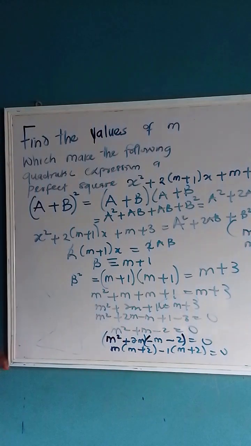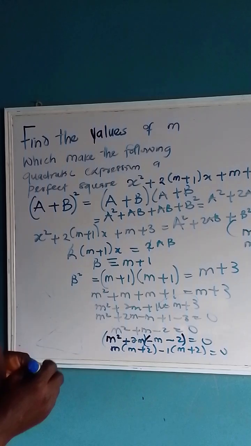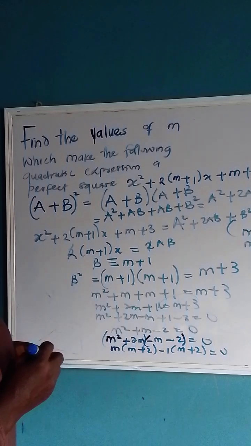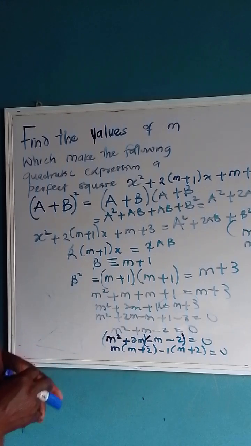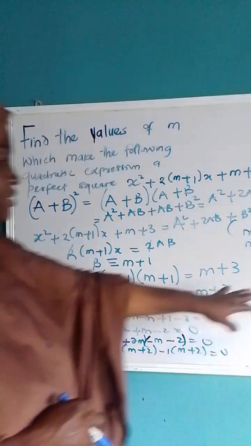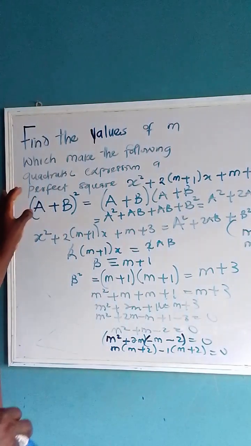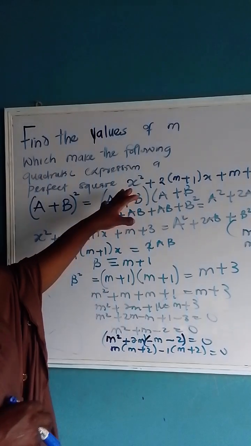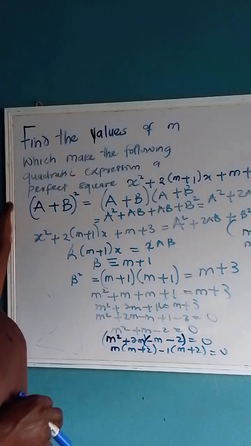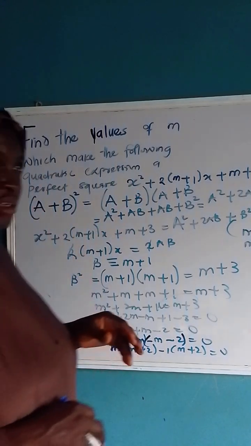So it means that this expression, s squared plus 2 into (n plus 1) s plus n plus 3, can be made a perfect square if you take n as minus 2 or 1. And that is that. So that's how to go about it.